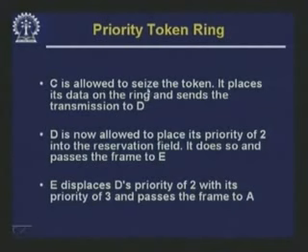So, it seizes the token, places the data on the ring and sends the transmission to D. Now, D is allowed to place its priority of 2, although C is sending, but C has already put its frame and D sees that now naturally the reservation field is reset. Now, D can place its priority of 2 into the reservation field, it does so and passes the frame to E. E of course also wants to send. So, E displaces D's priority of 2 with its priority of 3 and passes the frame to A.